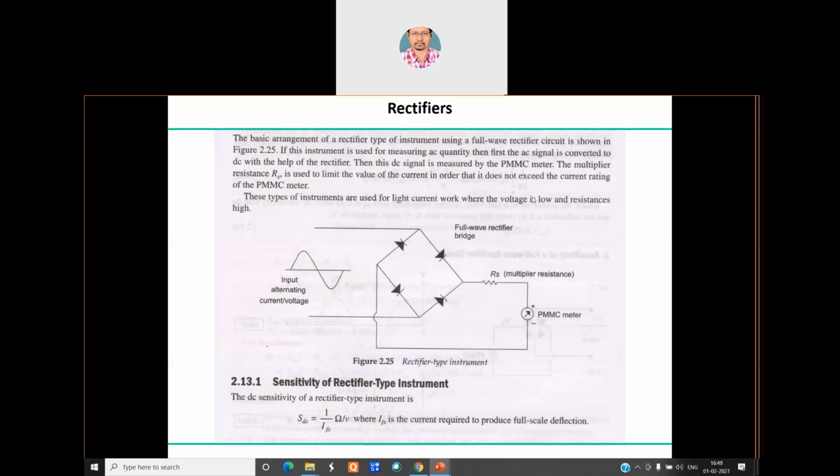Clear? Rectifiers, obviously you know the application of rectifiers. So these kinds of rectifier instruments can be used primarily, for the picture you see, it is a full wave rectifier obviously, for measuring AC quantities. Okay, the AC signal is first converted to a DC wave. So this DC signal can be measured with the help of the PMMC instrument. But you know that if you use the PMMC instrument directly, obviously the response will be very poor. That is the limitation you have.